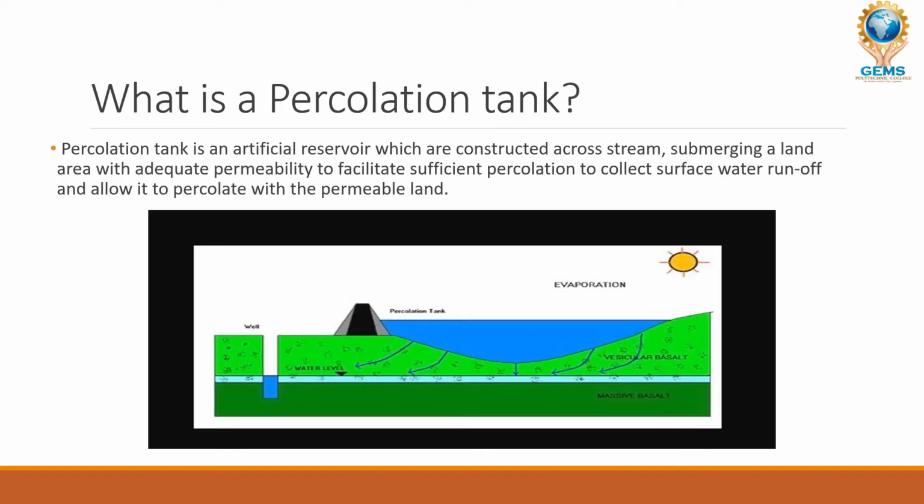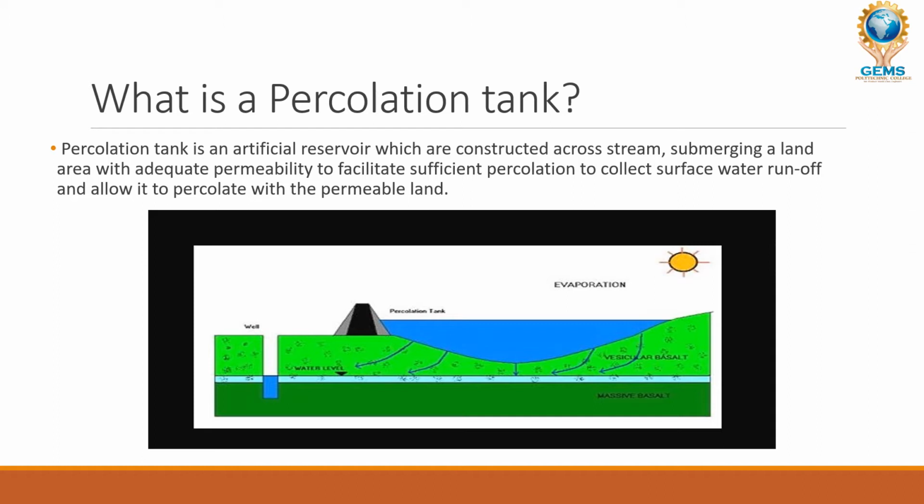Okay, what is a percolation tank? The percolation tank is an artificial reservoir constructed across a stream, submerging a land area with adequate permeability to facilitate sufficient percolation, to collect surface water runoff and allow it to percolate into the permeable land. What does this statement mean? A percolation tank is an artificial tank. Understand the concept carefully. The percolation tank is an artificial tank which is constructed across the stream.